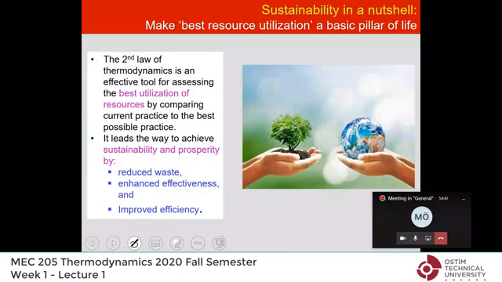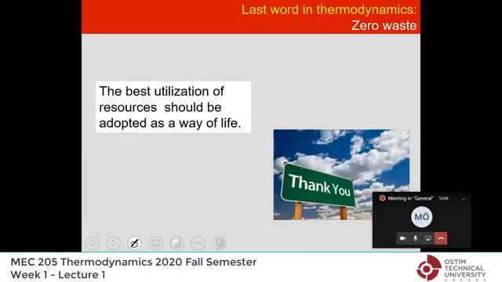So the second law teaches us, or preaches us, the best resource utilization. And it can be done by reducing waste, increasing effectiveness, and improving efficiency. That is how we can keep the planet Earth green and have a sustainable economy. Therefore, I hope at the end of the course, the main message you will get is how to reduce waste, how to be efficient, and how to be effective when it comes to energy. So this is the introduction. So I'll stop here for the first lecture.